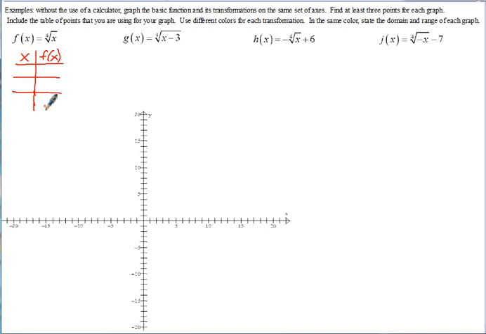So let's think about what would be easy to plug in for x here. It's a 4th root, so with an even root, we can only plug in numbers that are greater than or equal to 0. So let's start with 0. Well, the 4th root of 0 is just 0, so that's an easy point to start with. 0, 0. Graph there. What else do we know the 4th root of? Well, we know any root of 1 is just 1. The 4th root of 1 is 1, so it goes to the point 1, 1.